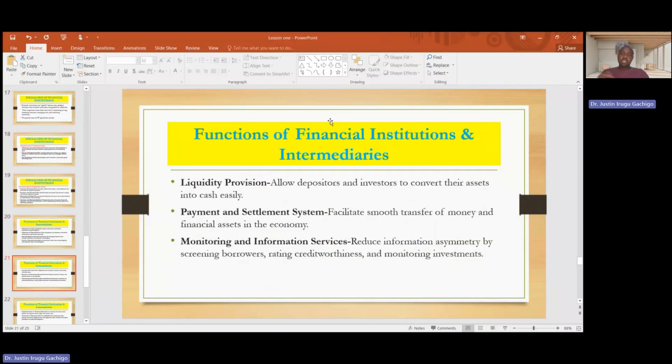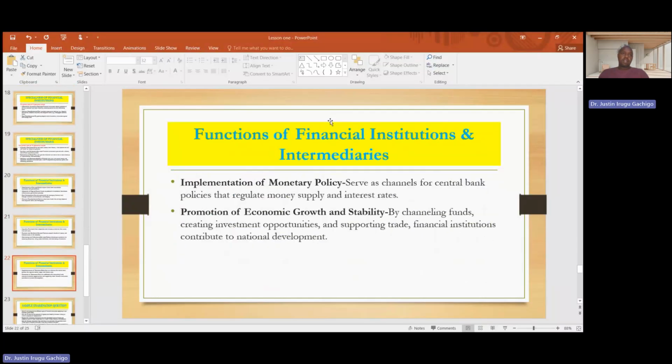Payment settlement, that is, they facilitate transfer of money. Monitoring and information services, that means they are able to reduce information asymmetry by screening borrowers, rating creditworthiness, and monitoring investment. Then we have implementation of monetary policy. We talked about the central bank using fiscal policies to regulate the supply of money in the economy, with the objective of either increasing the supply of money or reducing the money in the economy.